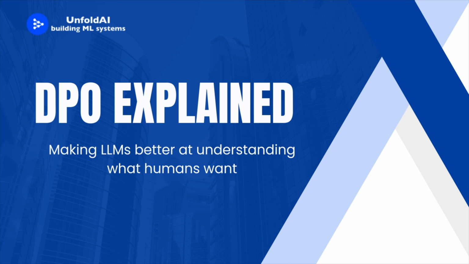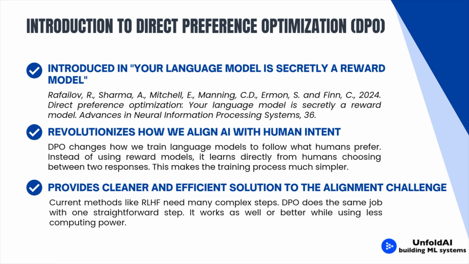Direct preference optimization, or DPO, is changing how we train language models to align with human preferences. In this short presentation, we will look at how it works and why it matters. It all started with the paper, "Your Language Model Is Secretly a Reward Model." The key insight is interesting. We don't need a separate reward model to teach language models what humans actually prefer.